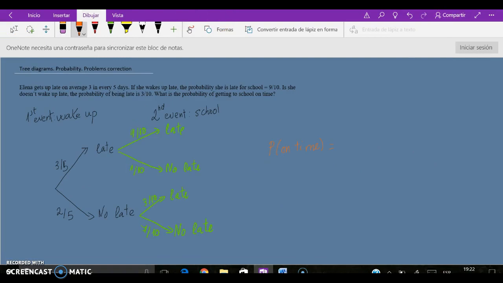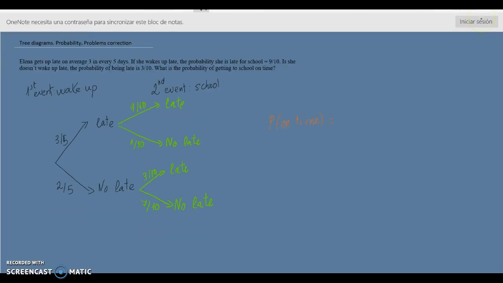And finally, I will see this last problem. I've already made the tree diagram because I am running out of time. This video is long.